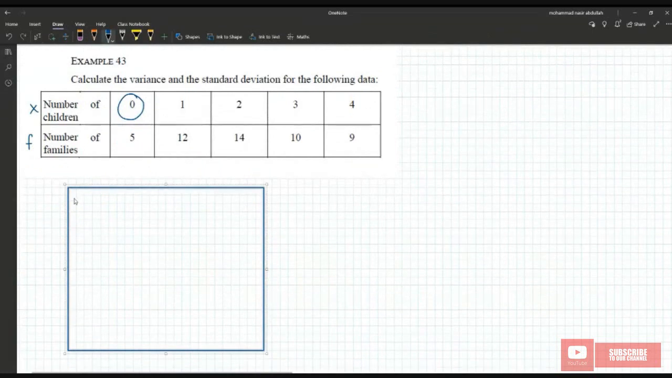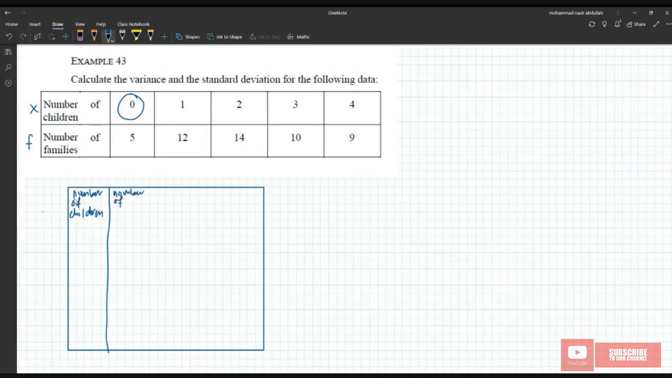So create a table. You need to transform the table from a wide format to a long format. The first column is the number of children, and the second is the number of families. So this is your X and this is your F.